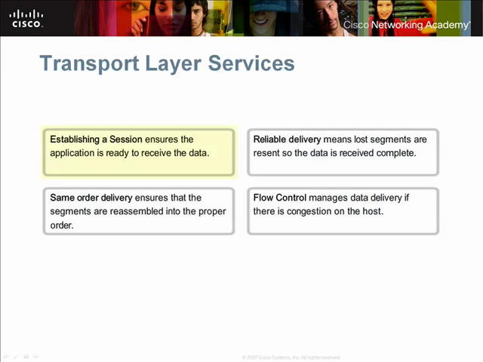Protocols at the transport layer enable connection-oriented conversations by establishing a session between source and destination hosts before the data is transmitted. Reliable delivery is assured because the data is resent if it becomes corrupted or is not received by the destination. Ordered data reconstruction means that data is delivered to the application in the proper sequence. Flow control ensures the sending and receiving devices are communicating at a mutually agreed-upon rate.